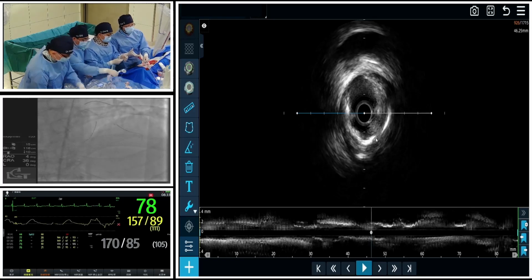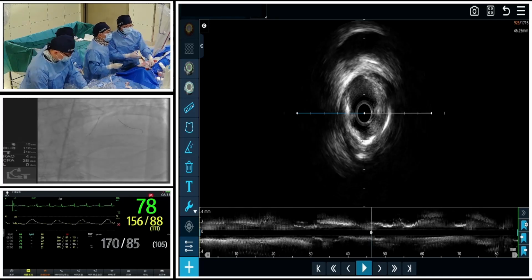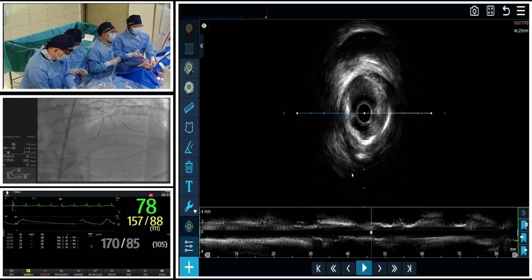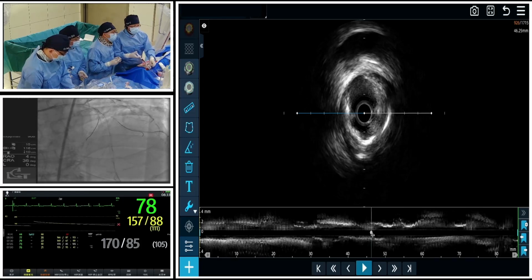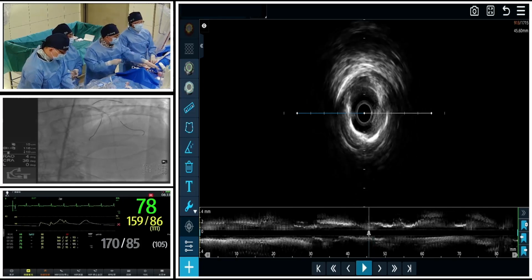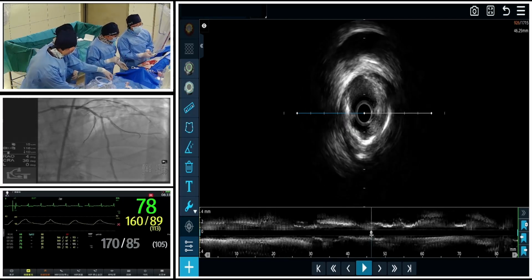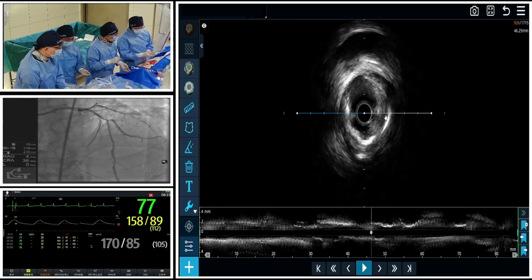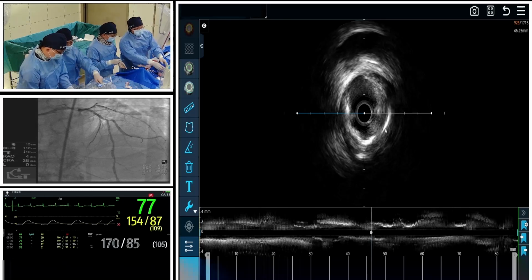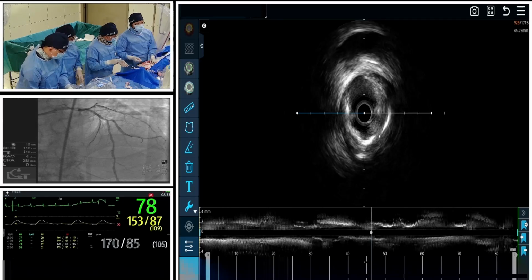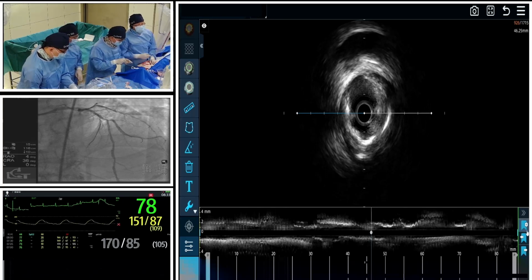We come to the proximal part here. I think this is another fracture with superficial calcification. Also, if you pay more attention, I think this calcification is relatively impossible to be solved by the rotablation system. But with the help of the IVL system, with this kind of penetration of the ultrasound, we can see there is a very typical fracture of the superficial calcification.